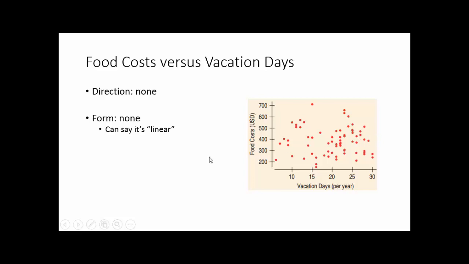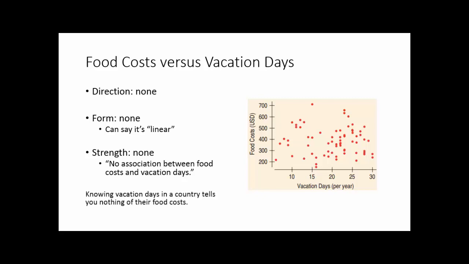Okay. And then the final thing, direction, form, and strength. The strength in this, well, there's no strength here, right? There's no relationship between the vacation days in a country and the food costs. Those things just don't have any kind of association, connection between the two of them. And what that means is that all these things point to the fact that knowing vacation days in a country tells you next to nothing about the food costs.